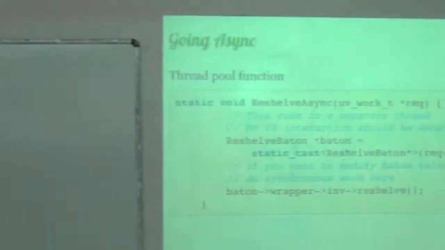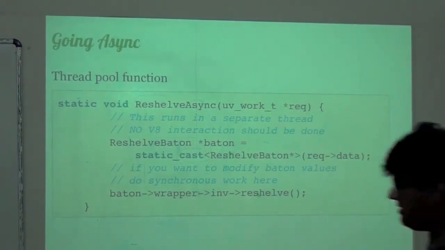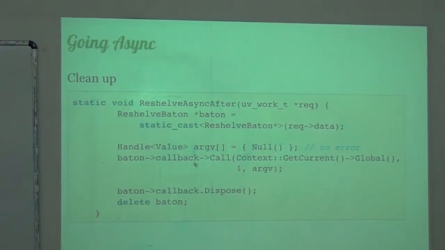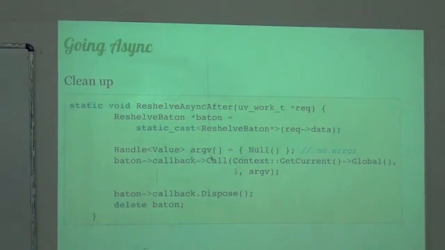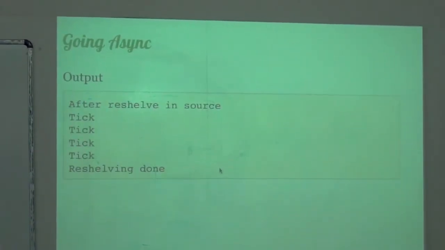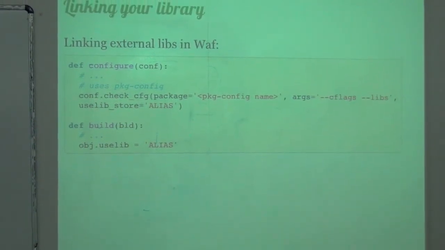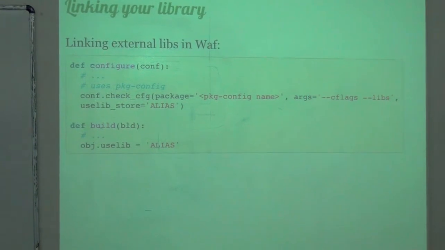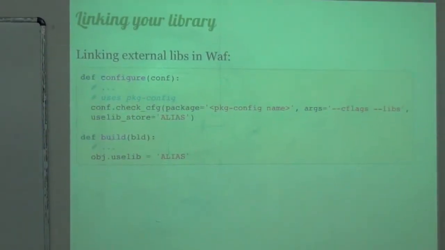So this is the blocking function where, as I said, don't interact with V8, only do your native calls. So I get the wrapper, I call the reshell function, right? And then in async after, which is called once it's done, you can invoke the callback, right? So this is the output. If you were actually using a native library, you have to tell node-waf to link to it when you compile. So again, you can just add some flags.